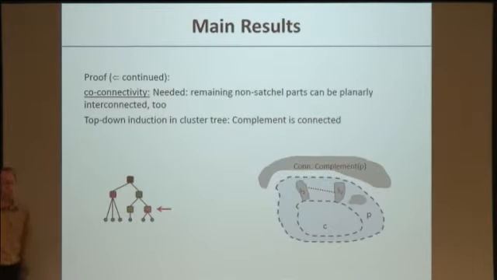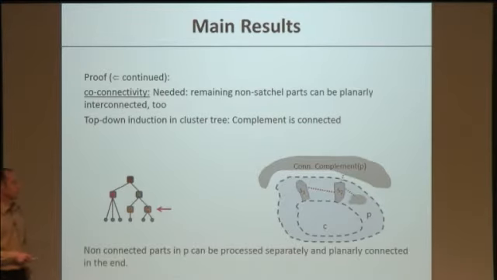What does it mean that they are here? They don't cross cluster boundaries, which basically means they are independent. So I can just check them for C-planarity. If they are C-planar, I just put them somewhere in P and connect the whole thing, and I'm done.